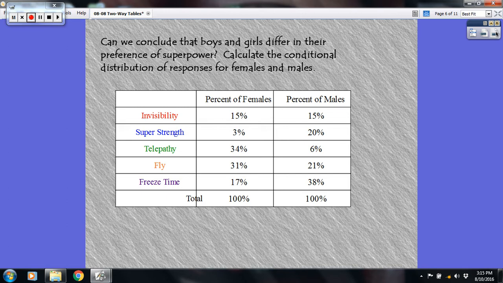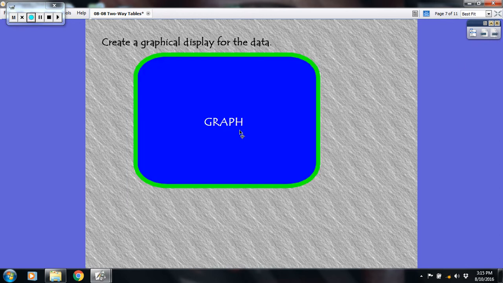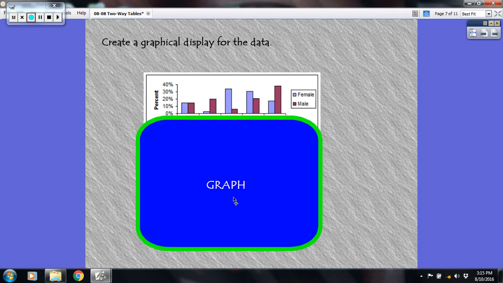We can also graph the conditional distribution, and it's going to be, if we do a bar graph, very similar to the bar graph we did before, except we're going to have 2 different bars being compared side by side for each of these superpowers. So let's look at what the graph for that is going to look like.